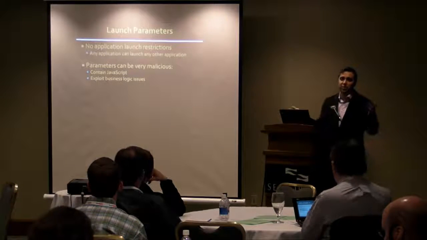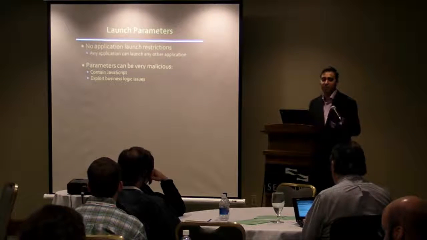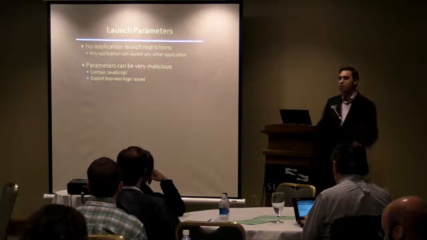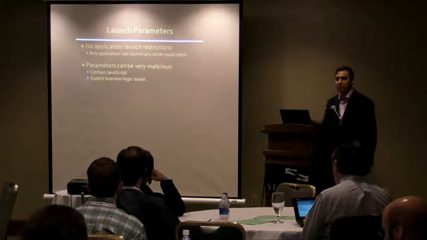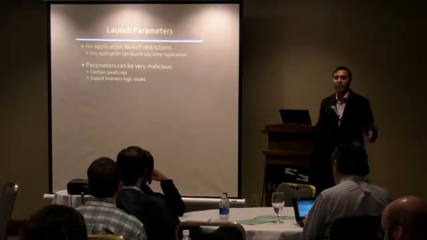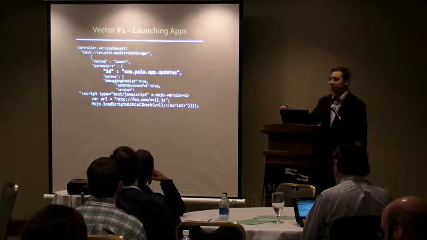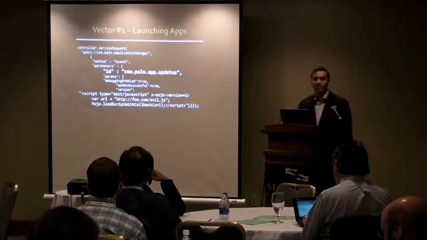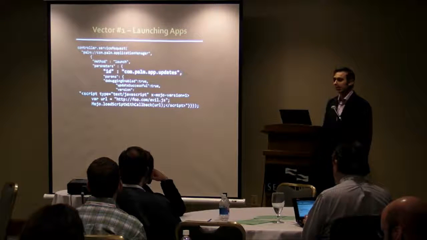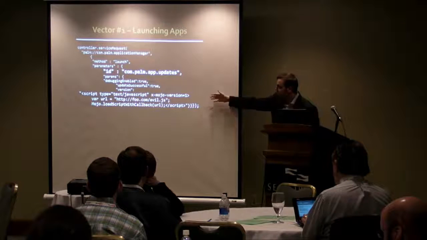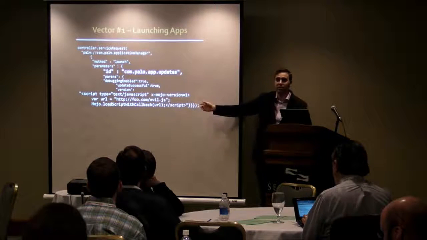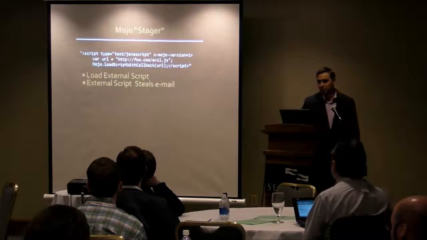And so what's the first thing you're going to do? Well, the parameters could be very malicious. They could contain JavaScript, so we could be looking to leverage other injection vulnerabilities, or they could exploit business logic issues. So the first vector is we'll actually launch another app. And this is the update application that we talked about earlier. And we'll send over JavaScript in the version parameter, right?